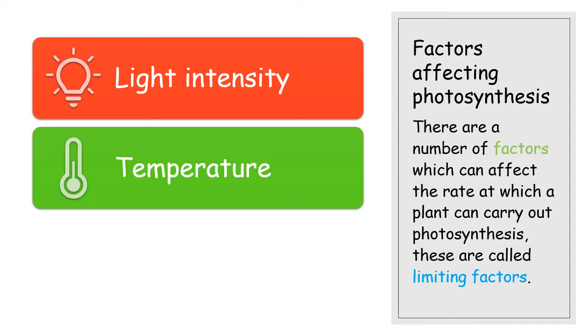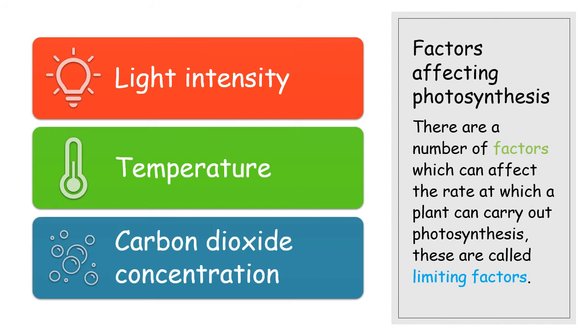Stage 2 is an enzyme-controlled reaction or series of enzyme-controlled reactions. So therefore, temperature can impact on the enzymes and therefore the rate of photosynthesis. The last one, carbon dioxide concentration. Again, in stage 2, we're building glucose from carbon dioxide and hydrogen. So again, less carbon dioxide means less photosynthesis can happen.